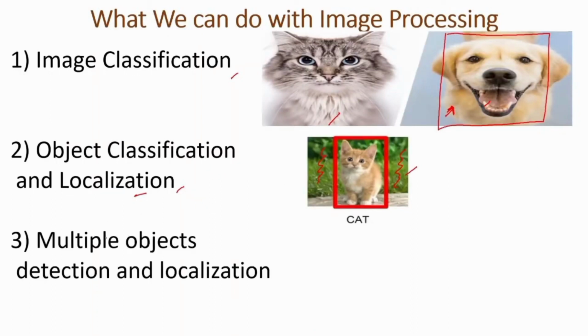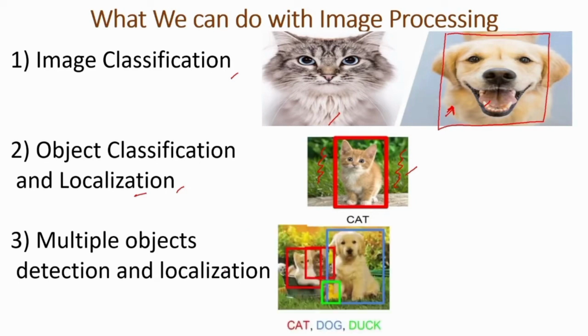The third thing is when we have multiple objects in a single image. We have to detect each and every object, and localize in which part of the image each object is. If you see here, we have a dog, cat and duck. It has localized each frame. Here we have a dog, here we have a cat, here we have another cat, and here we have a duck. So they have been classified and localized, and we have multiple objects. These are the three important things that we can do with image processing. And it's not only about image processing, we can do it with video processing too.